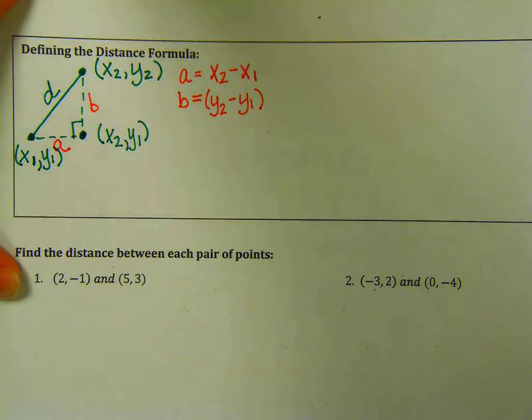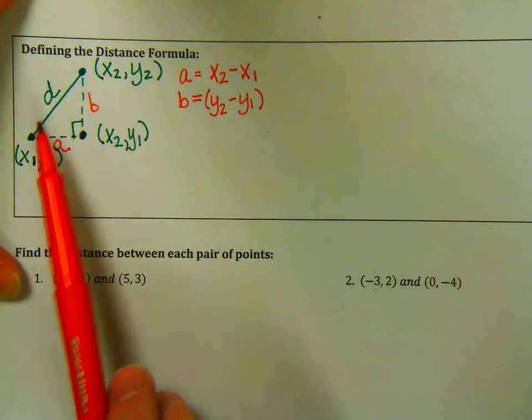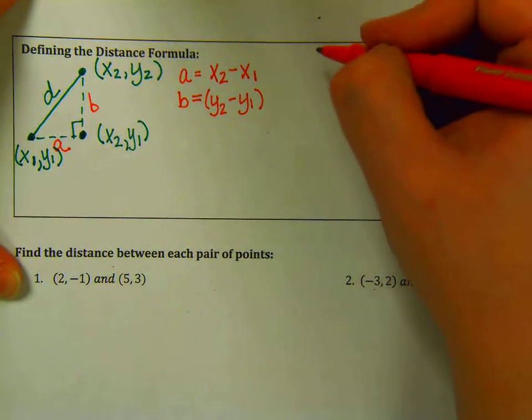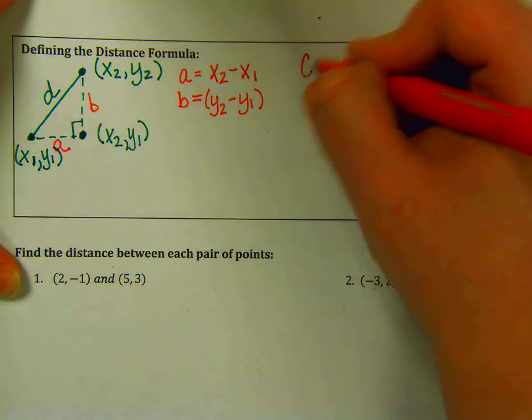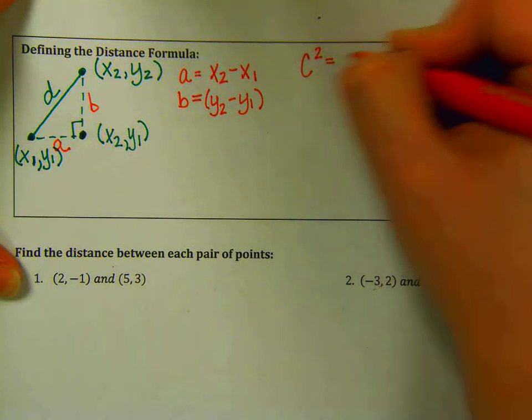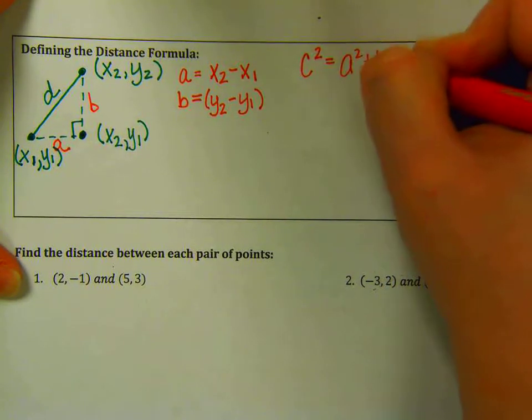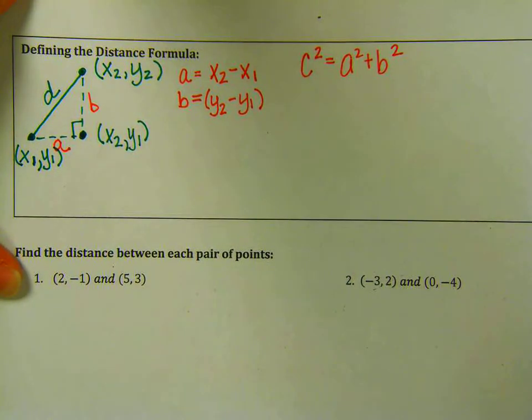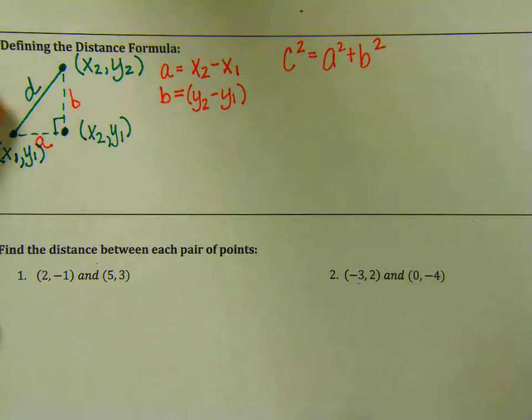Now I'm just going to plug in everything into my Pythagorean theorem to figure out what my D value is. So I'm going to write it a little bit backwards. C squared equals A squared plus B squared. C in this problem is my D.